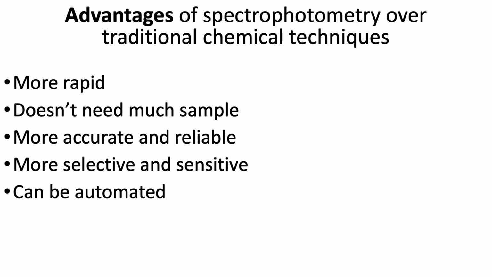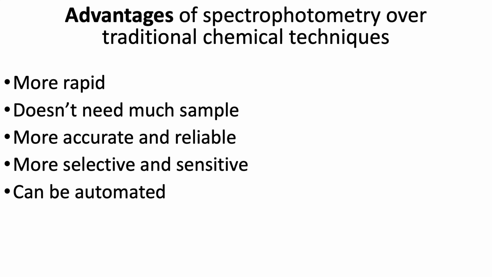So why do we care so much about spectroscopy? Well, it has quite a few advantages over traditional techniques. First of all, it can be very rapid. Instead of mixing a lot of things and trying to figure out what interacts with what and then weighing something out, you can just stick it into an instrument and very quickly get some interesting results, maybe quantitative results. It frequently doesn't need much sample. You don't have to actually weigh something out. You just have to get a small enough light source to go through a little container and see how much it interacts. It can be very accurate and reliable. It can also be very selective and sensitive.